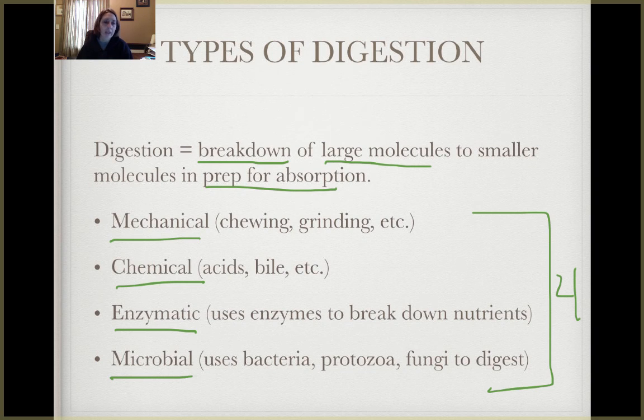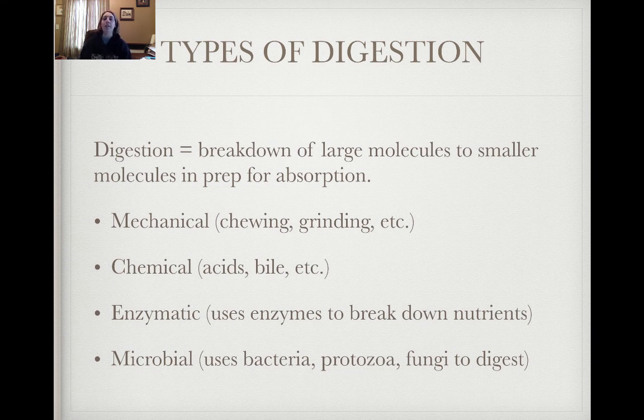Most animals have elements of all of these. Some species focus more heavily on 1 or 2 types than other species do. And that's what we're going to talk about. But just remember that there are 4 types of digestion: mechanical, chemical, enzymatic, and microbial. And that's what we're going to visit as we get into these different types of systems.